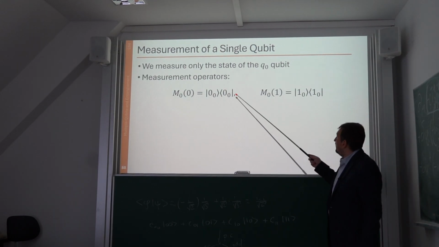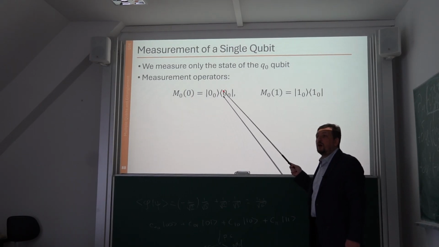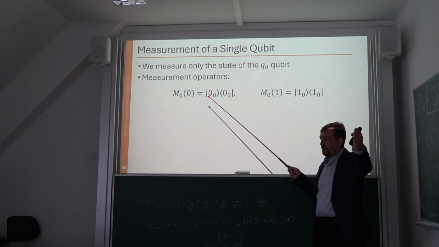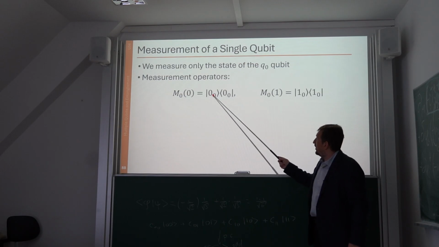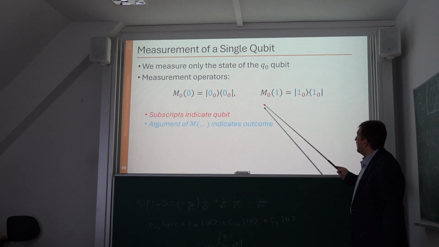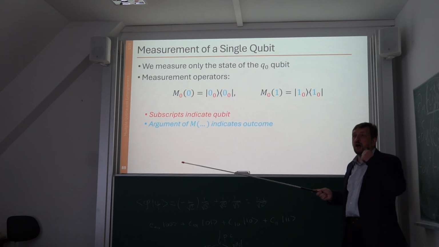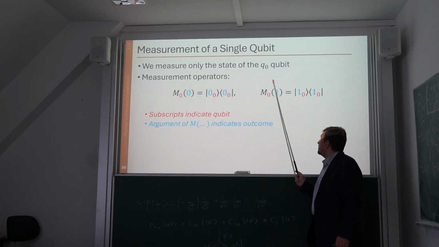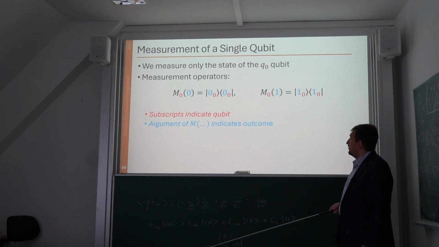So if I measure qubit 0, this is the projection operator. So what are the two possible outcomes? Well, I measure one qubit, so I can get 0 or 1. This is the projection operator for outcome 0. This is the projection operator for outcome 1. So here, this 0 and here 1 is the outcome. I need to use subscripts to indicate that I measure only qubit 0. So here I have to use this subscript.